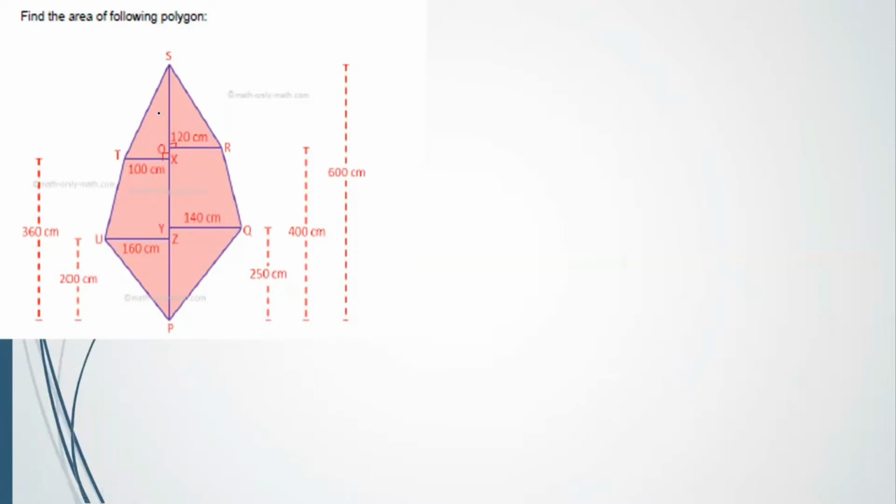Let us name this as figure 1, then I'll take this as figure 2, and figures 3, 4, 5, and 6. This makes our work easier. Now, our first figure is a triangle. So we will find the area of figure 1.